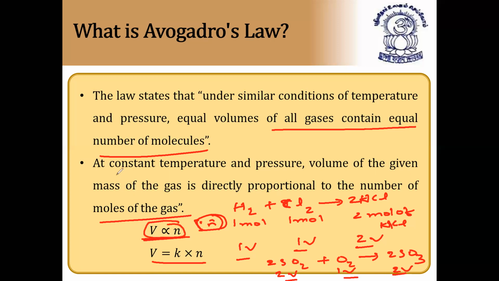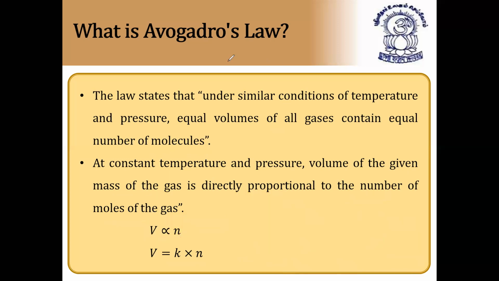So according to Avogadro's law, at constant temperature and pressure, the volume of a given mass of a gas is directly proportional to the number of moles of the gas. As the number of moles increases, the volume of the gas also increases. I hope it is clear. This is called Avogadro's law.